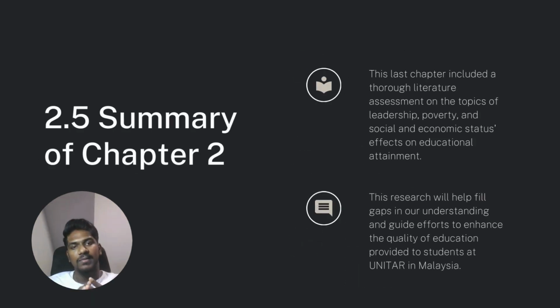So finally, we have arrived at the summary of this chapter. This research provides a comprehensive literature review on leadership, poverty, and socioeconomic status, aiming to improve educational quality at UNITAR in Malaysia. So that's all for my part. Next, I'll pass to Suresh to continue with Chapter 3 of research methodology.